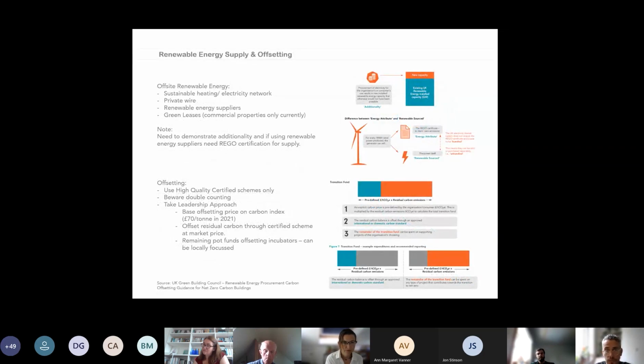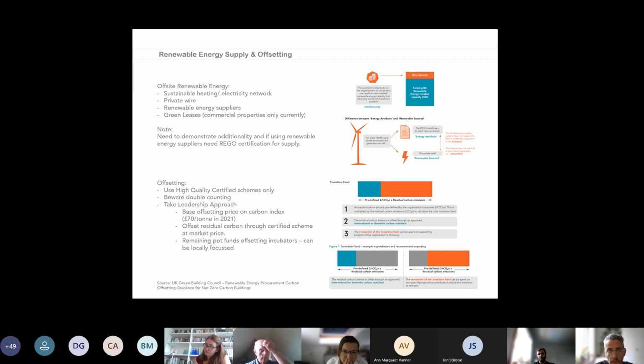So offsite renewable energy is one way of dealing with offsetting or closing that gap. This is through sustainable heat or an electricity network, a renewable heat or electricity network, I should say. That could also be through private wire to a local dedicated offsite renewable energy source. Or alternatively through renewable energy suppliers, of which there are only 3 properly renewable energy suppliers in the UK.